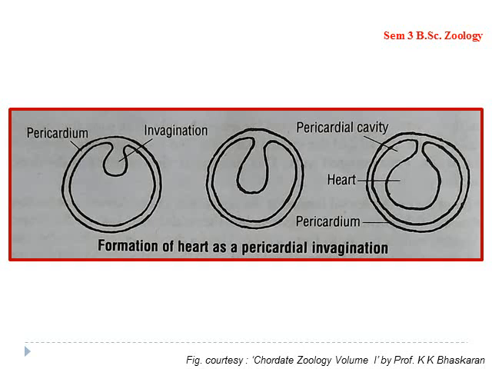In the second figure, you can see the vesicle has increased in size. And in the third figure, a large non-chambered structure, a vesicle, is completely formed. That is what forms the heart in the case of Ascidian. So this is the development of the heart from the pericardium by way of pericardial invagination, right?